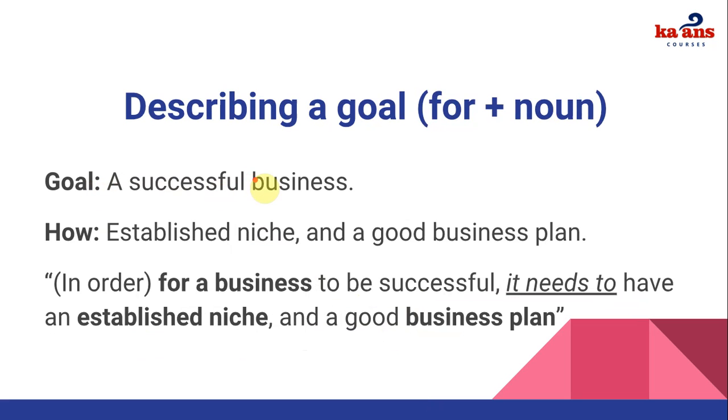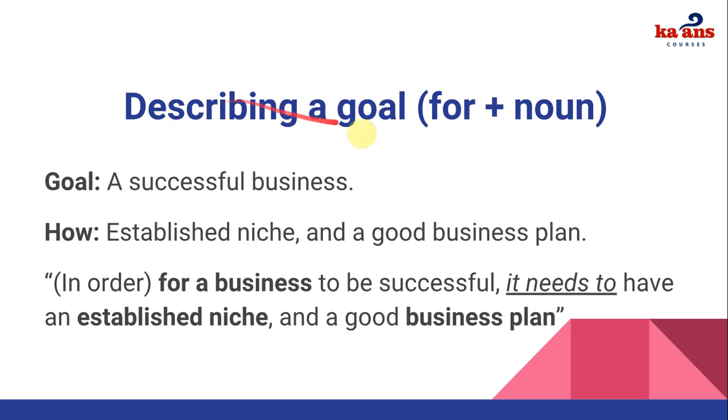We also could describe a goal using the word for and a noun, all right? So in this case, we're not focused on actions, we're focused on nouns, right? So what is the goal? A successful business, right? So we don't have any actions, we just have nouns, business, a successful business, okay? How are you going to achieve that goal? Well, you need an established niche and you need a good business plan. Again, business plan, niche are nouns, they're not actions.